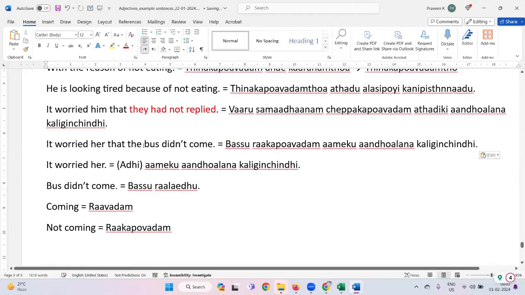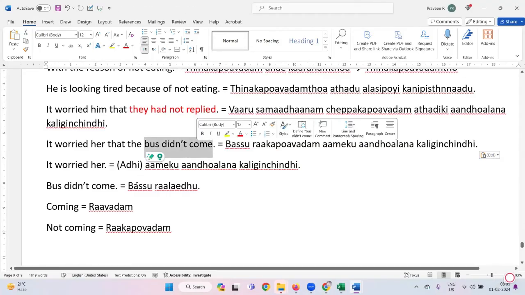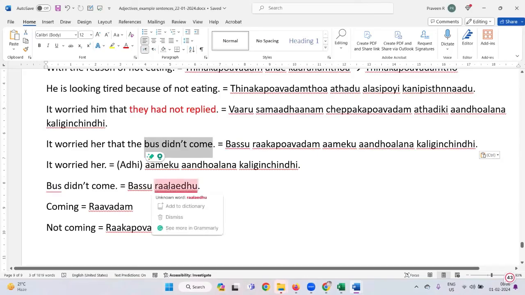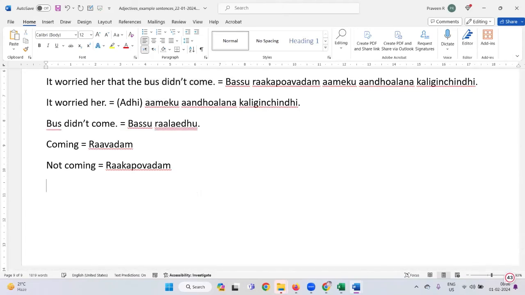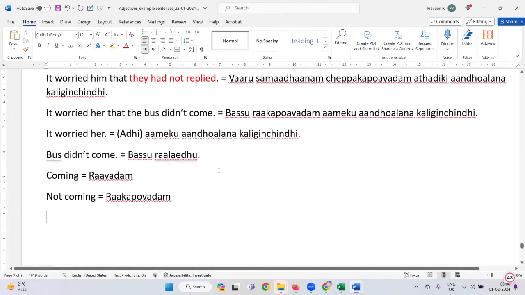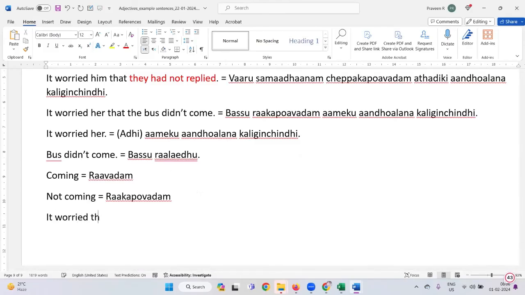But if you look at the independent sentence, it will be like this. Basu రాలేదు. But this one we convert into gerund form in the negative, and that is the reason actually. It worried her that the bus didn't come. Let's make one more phrase, then we'll move to the next one. Then it will be easy for you. So let's think about some other sentence. It worried them. This time we take a different subject. Can you tell me any reason, Andy?